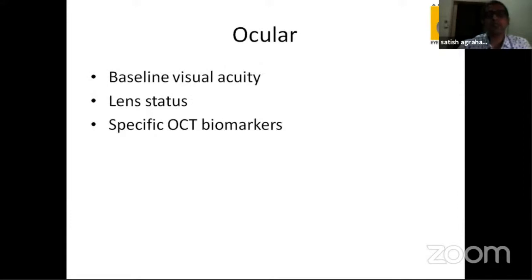But what I can tell you is, when you look at the ocular biomarkers, three important biomarkers have been given which have got a pretty good sensitivity and specificity. One is the baseline visual acuity. One is the lens status, and specific OCT biomarkers.